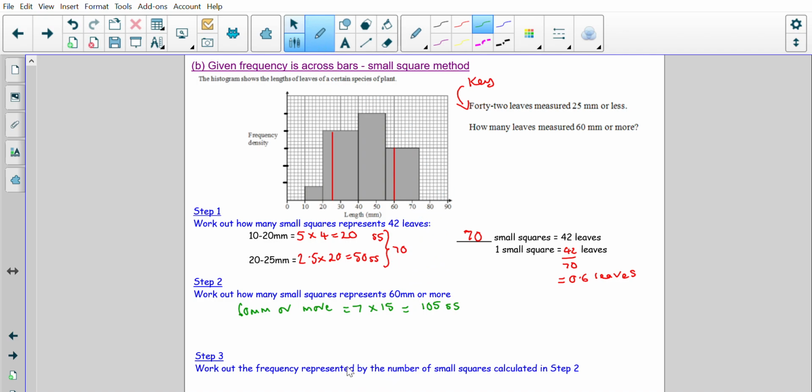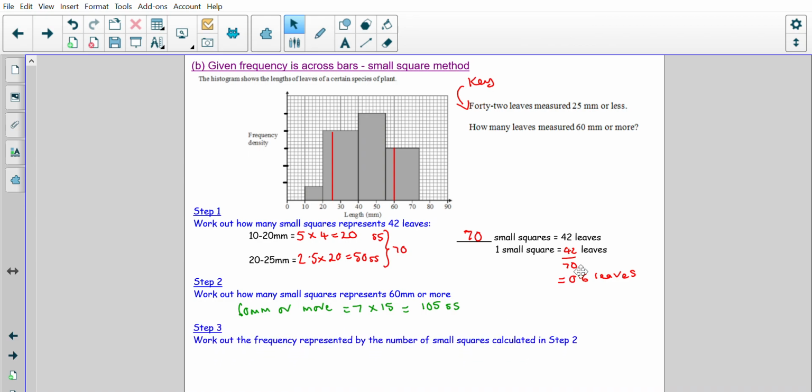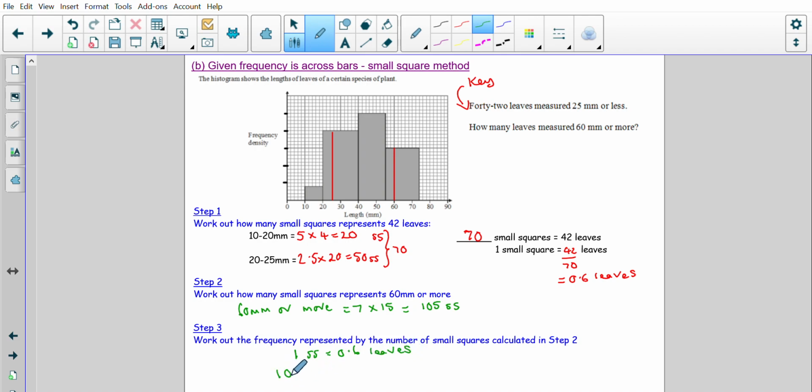So I now want to convert that area to a frequency. So that's when I'm going to use this key that I worked out over here. So I worked out above that 1 small square is equal to 0.6 leaves. So if I want to know what frequency 105 small squares is equal to, I need to do 105 times 0.6, and that's going to give me 63 leaves. So that's the answer to my question.